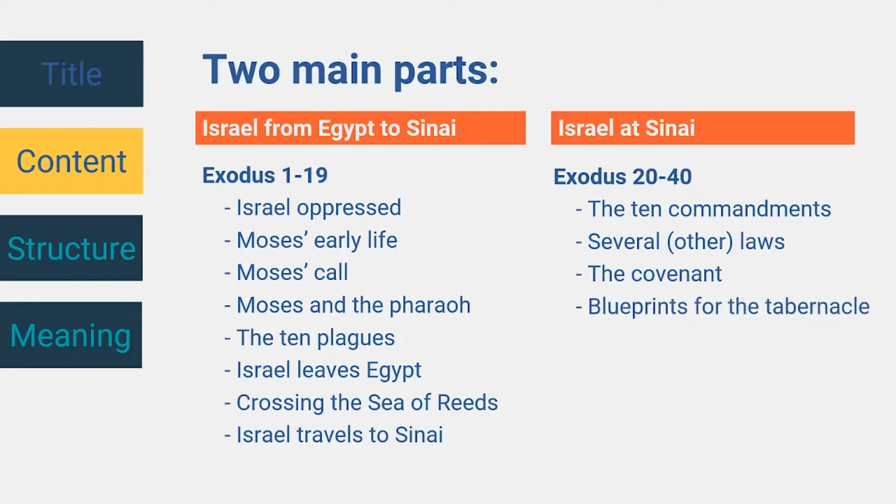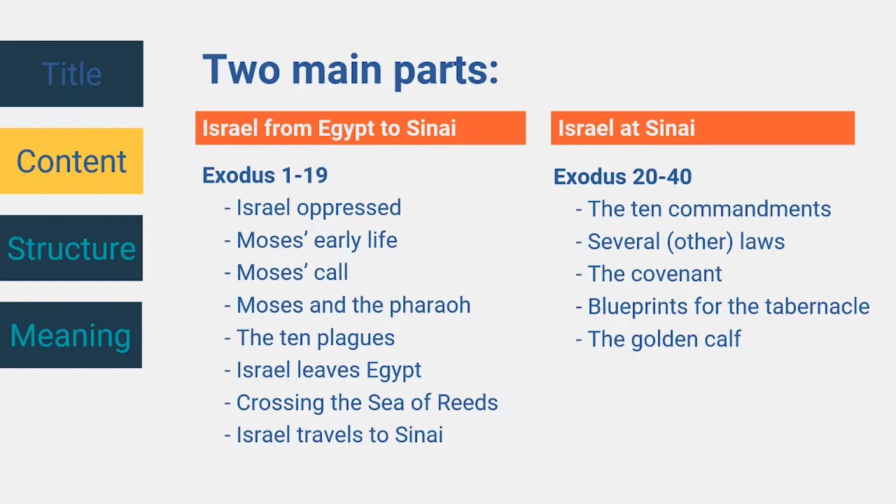This is then followed by a long description of how the tabernacle, that is the mobile place of worship, is supposed to be constructed. Once everything is described, the covenant is already broken. The people of Israel started worshipping a golden calf.